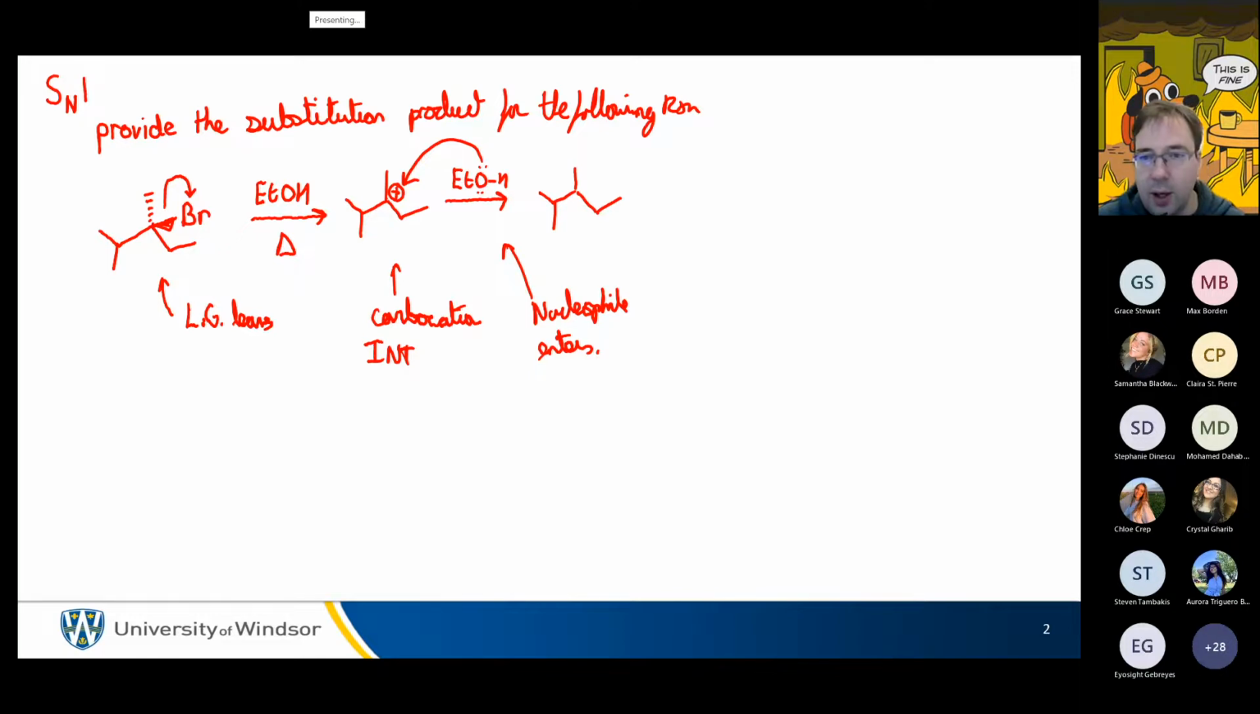What does it say under SN1? Provide the substitution product for the following reaction. Madison apparently is a Trant whisperer. She understands what I'm saying.